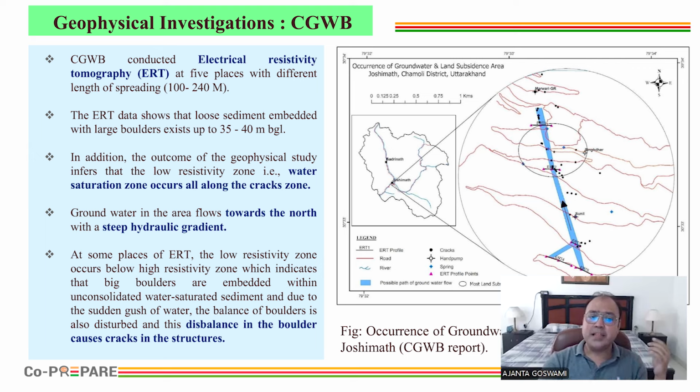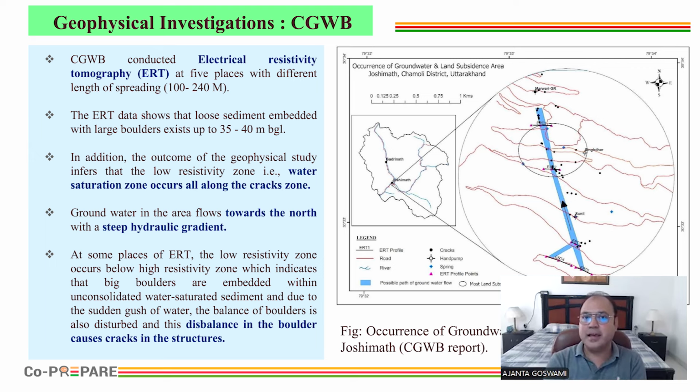And at some places of ERT, low resistivity zone occurs below high resistivity zone, which indicates that big boulders are embedded within unconsolidated water saturated sediment, and due to the sudden gush of water. So this point is very interesting. What they have said is that from their ERT survey, they have found some low resistivity zone, and this low resistivity zone can be related to big boulders. So this big boulder, when there is water saturation inside, due to sudden gush of water, what will happen? This boulder gets displaced, or this boulder gets disturbed. When these boulders get disturbed, this boulder in turn creates the cracks.